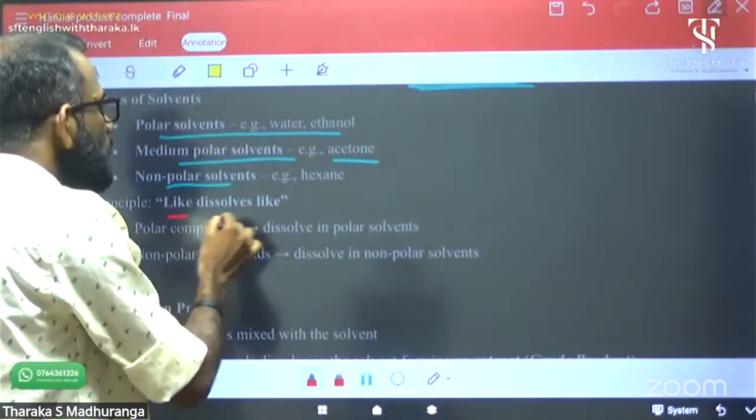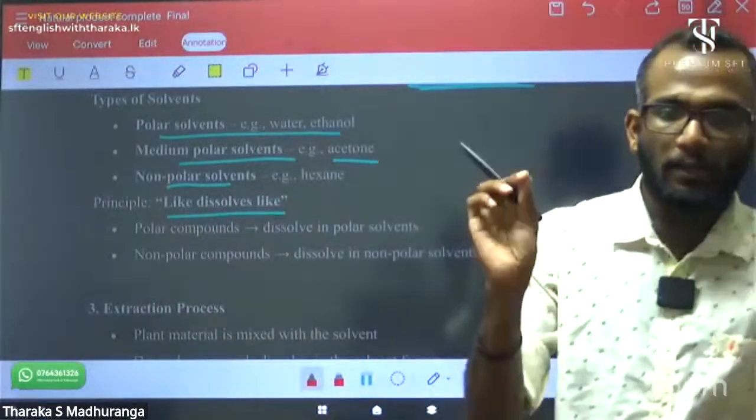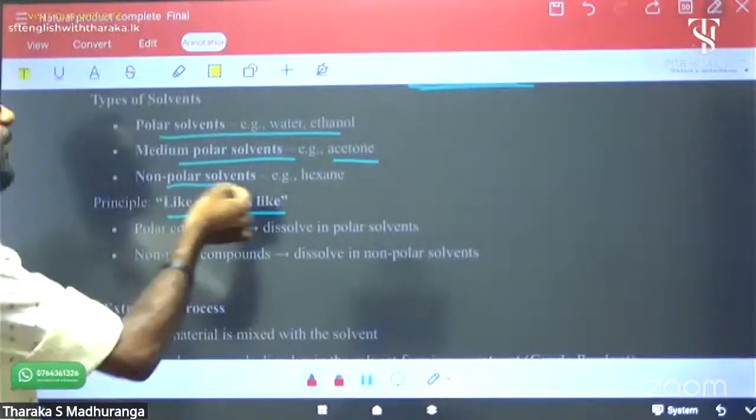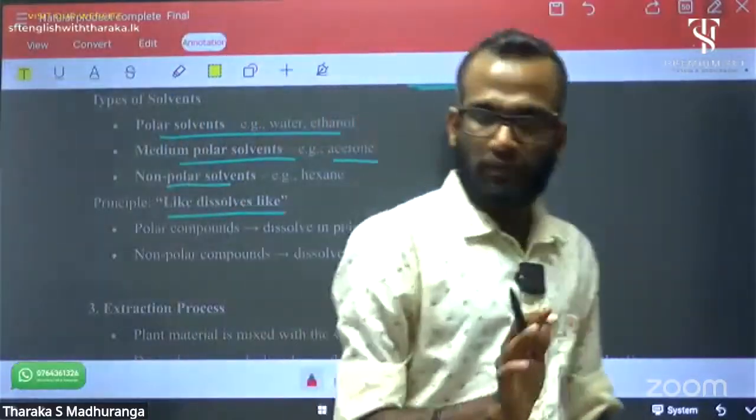The principle is according to like dissolves like. What's the meaning of like dissolves like? Compounds dissolve according to the polarity. So polar compounds dissolve in polar solvents and non-polar compounds dissolve in non-polar solvents, right?